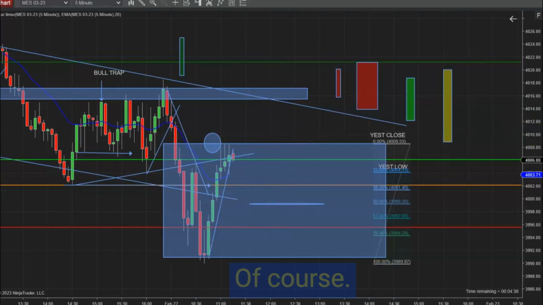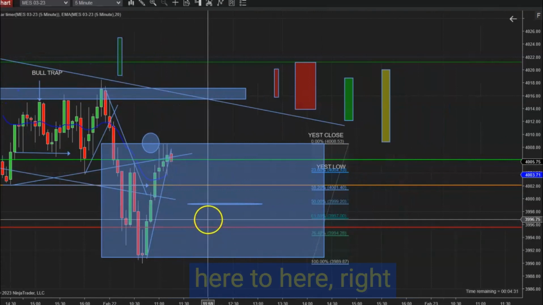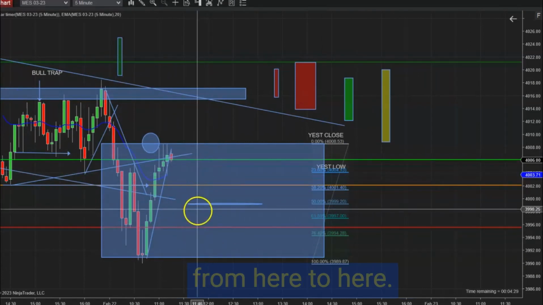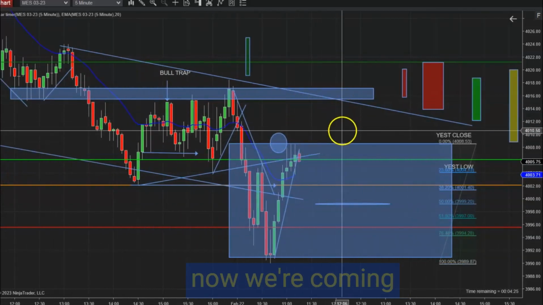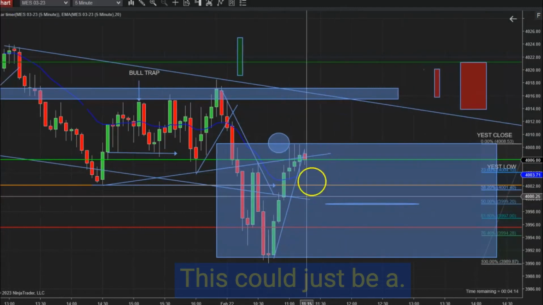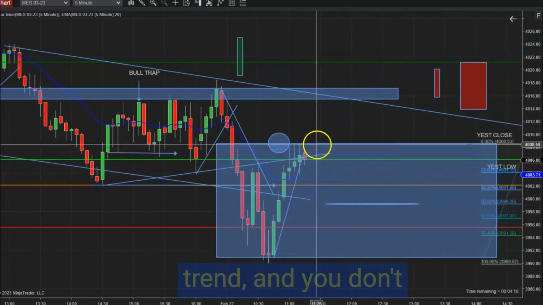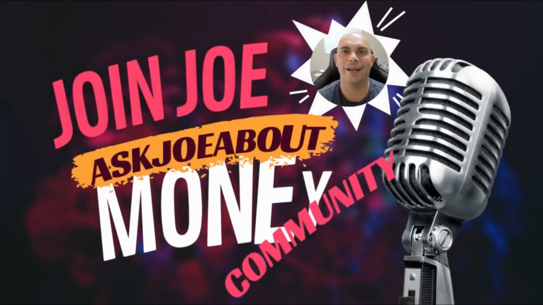Of course. And unfortunately, since we've made this move from here to here, it's going to be hard for me to get long, because now we're coming up to getting long at resistance. As we get past here, this could just be a bull move in a bear trend. And you don't want to be buying high in that scenario.